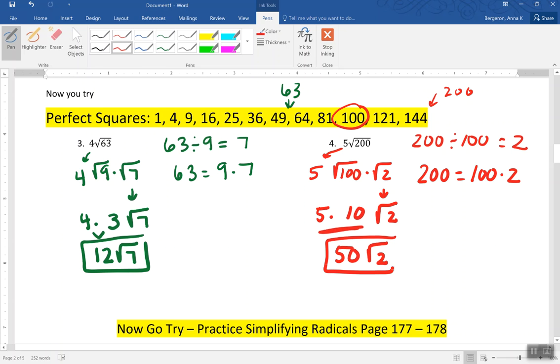So now, to get more practice, if you go back to the Schoology page, there's a practice simplifying radicals page 177 through 178. Those are our workbook pages. But we put them on Schoology since your workbook's more than likely at school. We put them on Schoology so that you could practice. So go ahead and get some more practice in. And then if you have any questions, remember tomorrow from 9 a.m. to 10 a.m. I'll be on Zoom so I can answer any questions that you have.